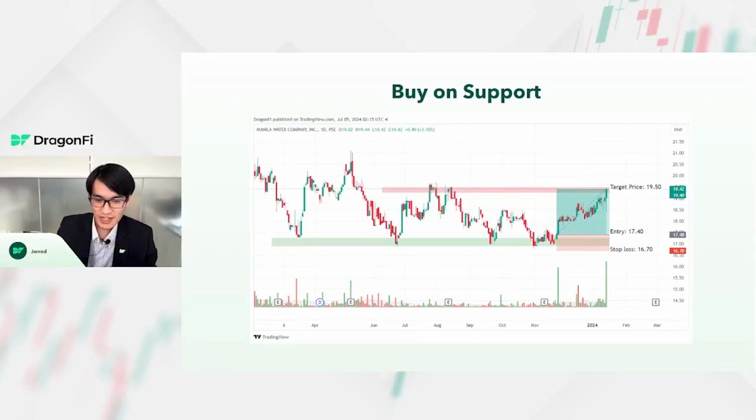So here, if tumama na sa target, then you can sell na, right? But if you think na malakas pa yung MWC, right? There's a lot of catalysts for it to go higher, then you can hold it pa or maybe sell half, di ba? So up to you na yan.